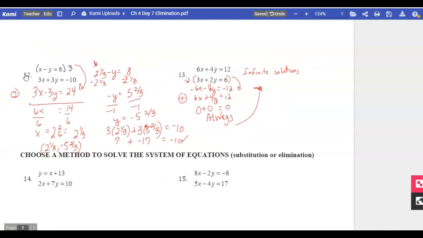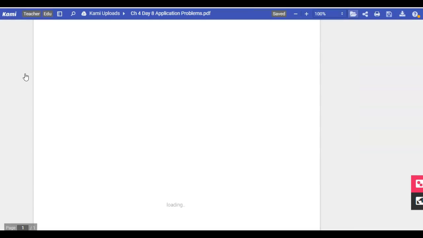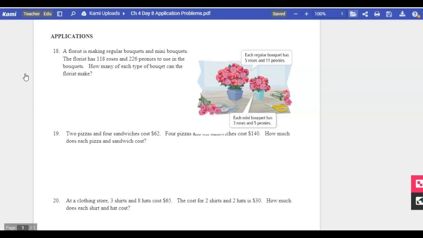Today's assignment is application problems. You gotta be careful. This got cut off. It's supposed to be 4 pizzas and 10 sandwiches. Costs $140. All right, so I'm going to set a couple of these up for you, and then I'll be honest, you might need another sheet of paper to do these, but I guess that's up to you.